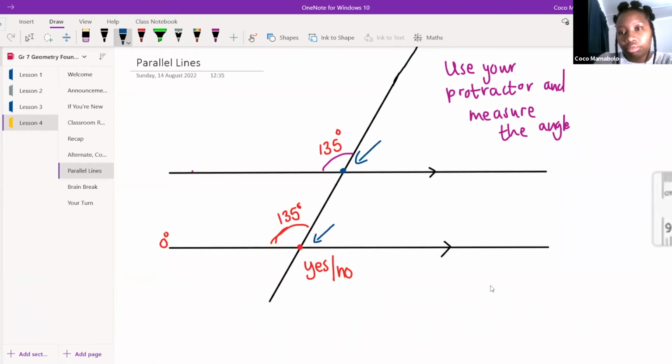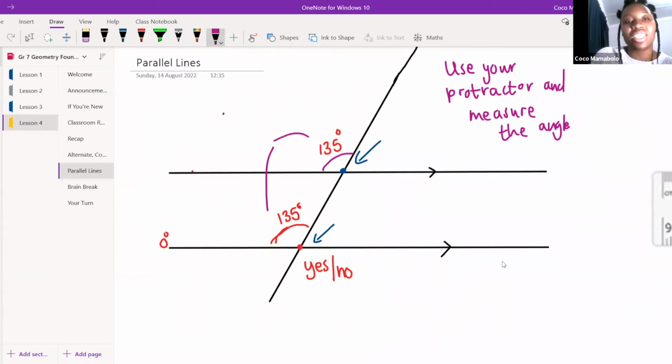Oh, I made a mistake. Yes, I got 120 as well. That's good. That's exactly what we want. We want both angles at the top and at the bottom to be the same. Okay. Yes. Excellent. All right. Awesome. All right, guys. So what we've just done is we've just shown that these two angles are corresponding.